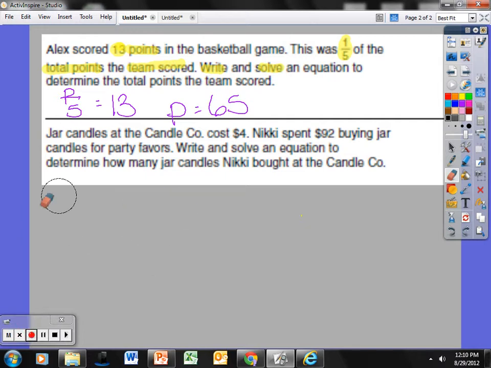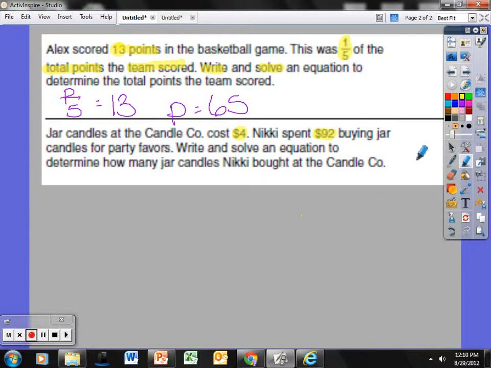Okay, let me erase this stuff because I'll use the same area down here to do question 2 with jar candles. Jar candles at the candle company cost $4. Nikki spent $92 buying jar candles for party favors. Write and solve an equation to determine how many jar candles Nikki bought at the candle company. So she buys jar candles for $4, so that means each jar is $4. She spent a total of $92.